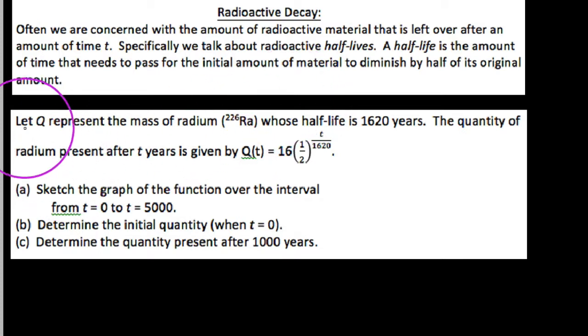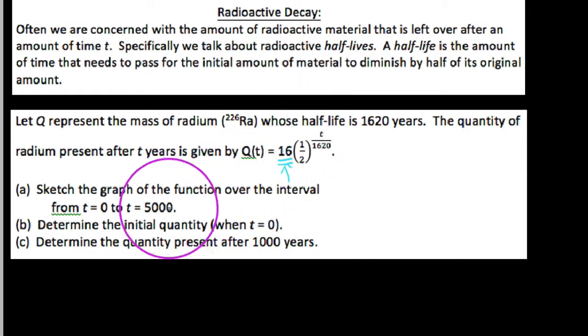So what I want to do is present a situation when we look at radioactive half-life. Let Q of T represent the mass of radium-226. And we know the half-life of radium-226 to be 1620 years. What I can tell you then is the quantity of radium present after T years is given by this equation, where I would be starting in this instance with 16 grams of radioactive material. I'll tell you this is the initial amount right here. Okay, so I can model it this way.